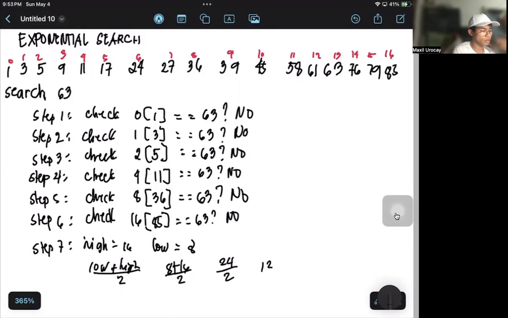That's 12. Index 12 is having 61. So is it equal to 63? No. So therefore, step 8. Another high is retained at 16, but your low becomes i plus 1. Since i plus 1, your low earlier is 8. So for this 12, 12 is your i. So 12 plus 1 equals 13.